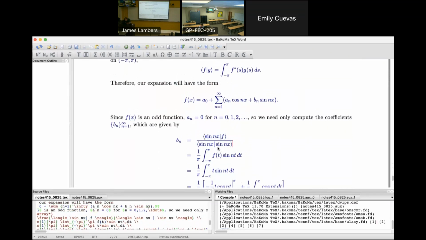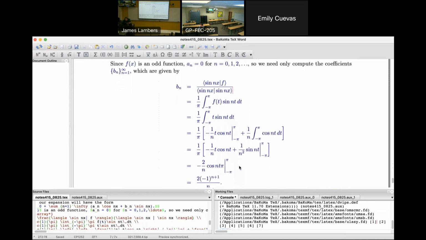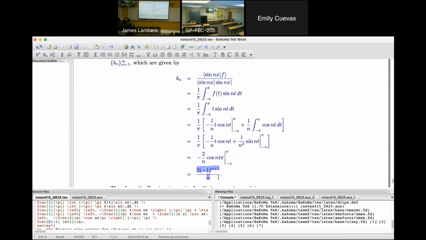I'm not sure why I switched from x to t in here. I didn't need to do that, but sorry for any confusion that causes. Right, but anyway, you work out the integral, and what you get is this.